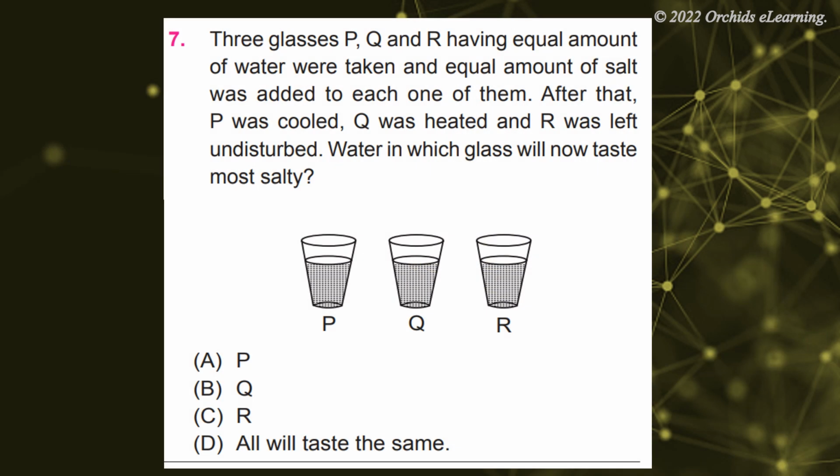3 glasses P, Q, and R, having equal amounts of water were taken, and an equal amount of salt was added to each one of them. After that, P was cooled, Q was heated and R was left undisturbed. Water in which glass will now taste most salty? B. Q.